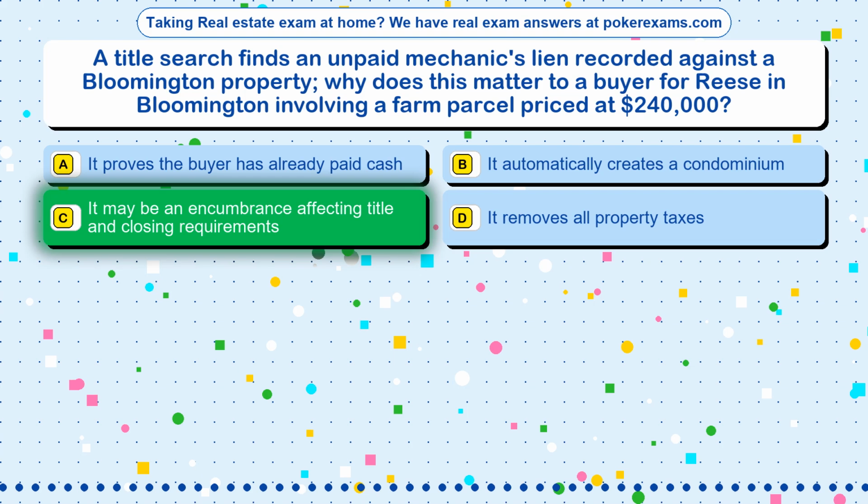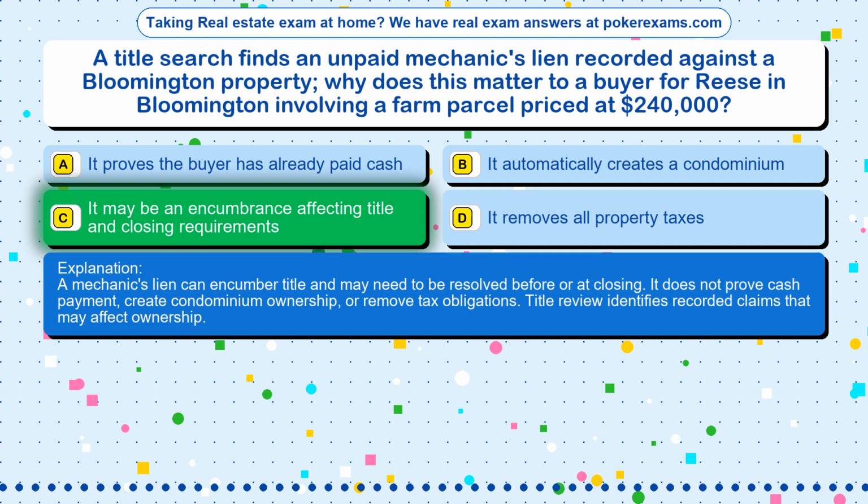The correct answer is option C. It may be an encumbrance affecting title and closing requirements. A mechanics lien can encumber title and may need to be resolved before or at closing. It does not prove cash payment, create condominium ownership, or remove tax obligations. Title review identifies recorded claims that may affect ownership.